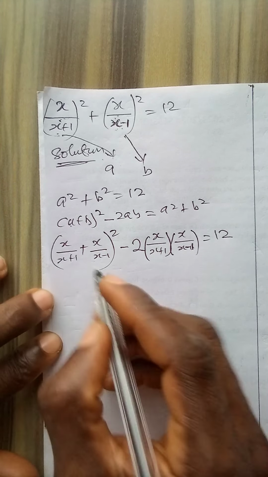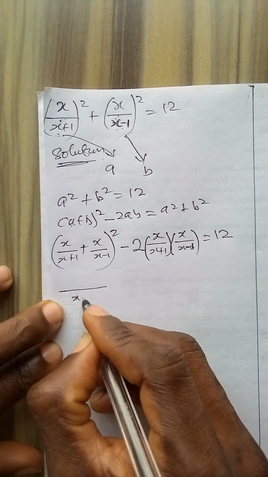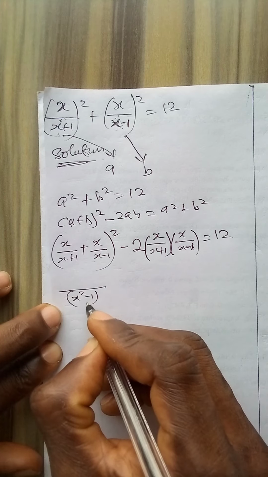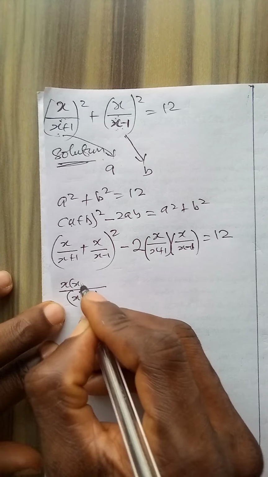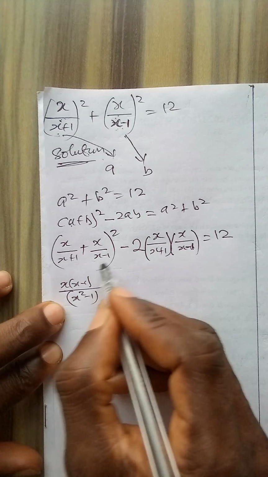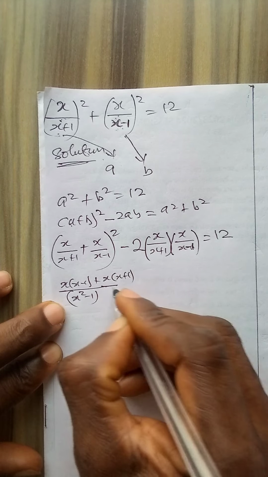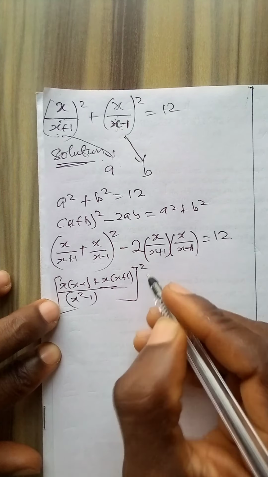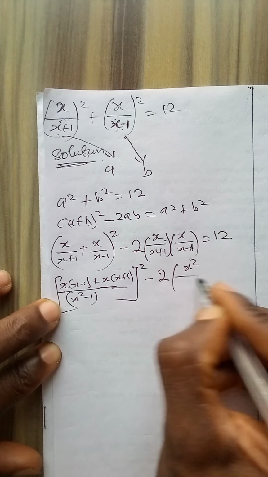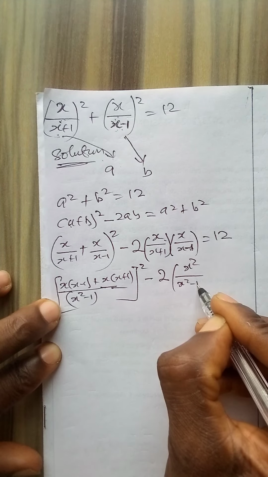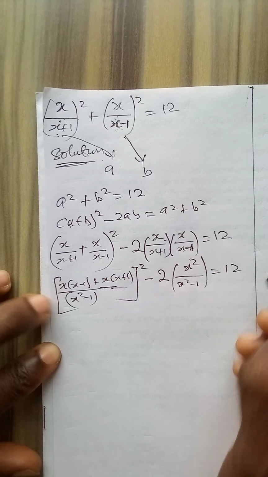In these brackets, we have difference of two squares, x squared minus 1. This divided by this will remain this. So we have x times (x minus 1). And this divided by this will remain this, plus x times (x plus 1), all raised to power 2, minus 2 times x is x squared, and we'll have x squared minus 1. Let's remember that this is a difference of two squares, is equal to 12.